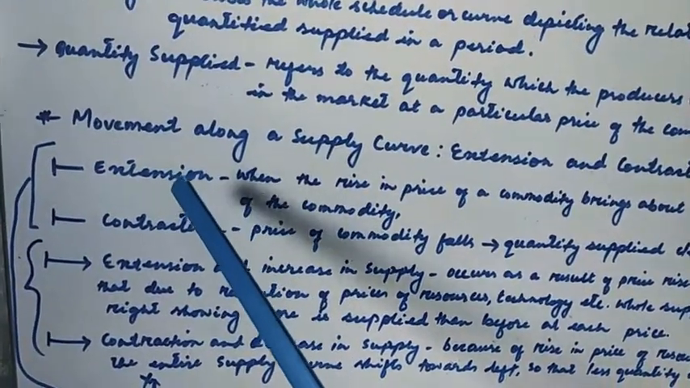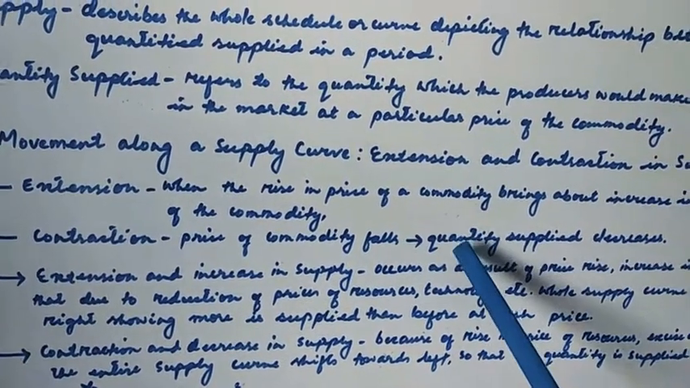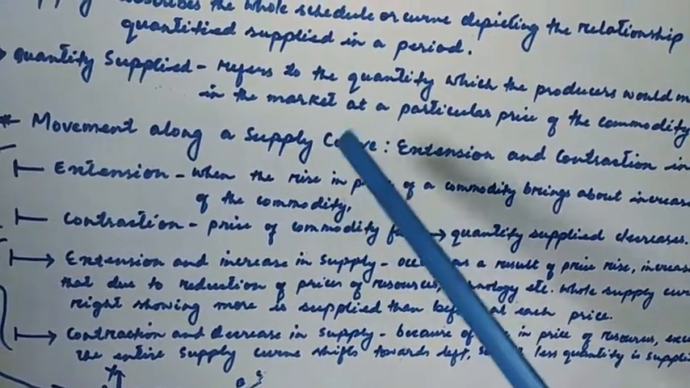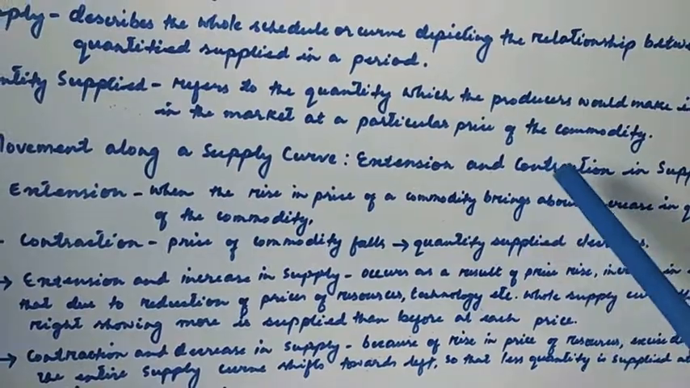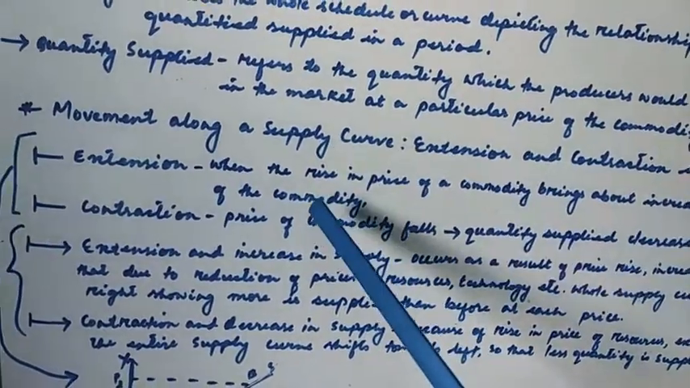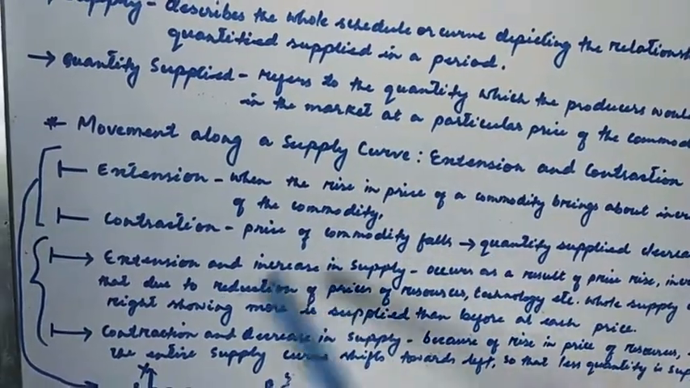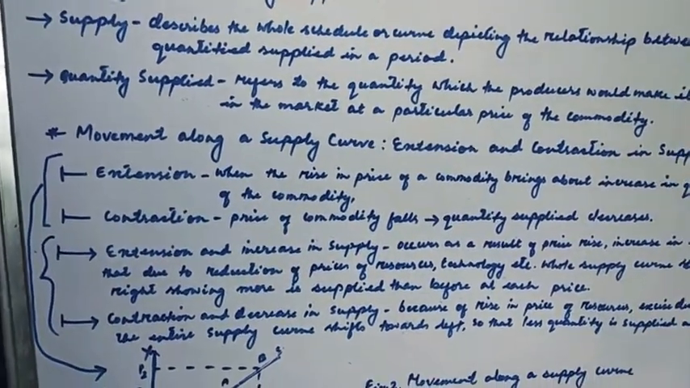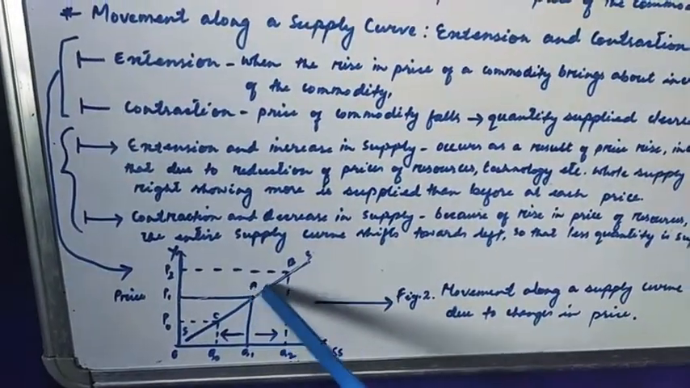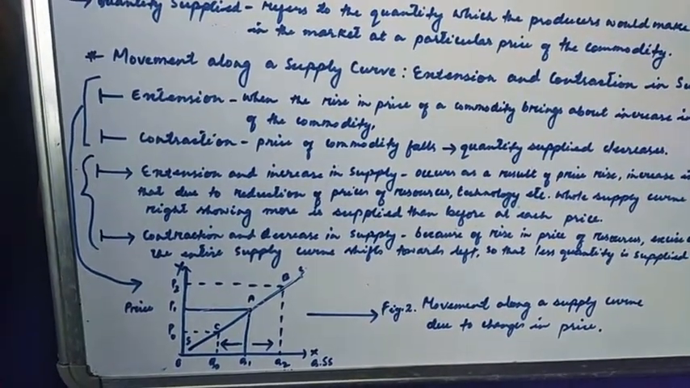And what about contraction? Contraction happens when price of commodity falls, which will lead to quantity supplied to decrease. So price has fallen for that commodity, and then quantity supplied also becomes less. So it decreases quantity supplied because of the fall in the price. So that is contraction, moving left downward on the supply curve. So movement along the supply curve is seen in two ways. That is extension, and then this is contraction. So that is the two ways of movement on the supply curve.